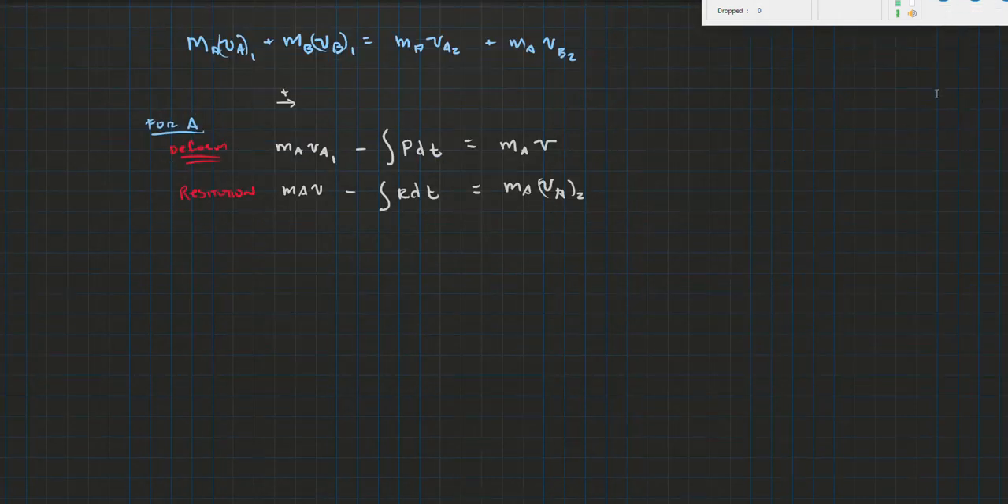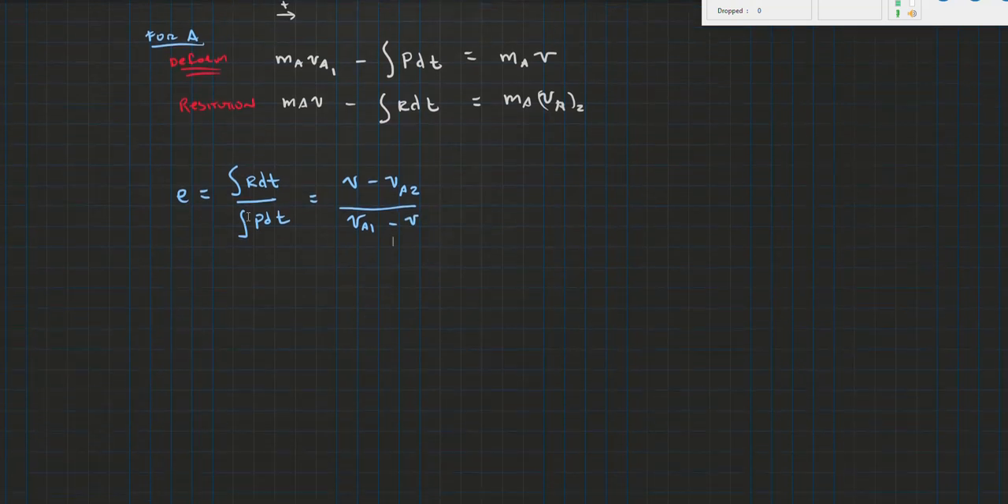I'm going to define something called the coefficient of restitution, E, and I'll define it as the integral of r dt over the integral of P dt. So what we end up with then is V minus the velocity of A at 2 divided by the velocity of A at 1 minus V.